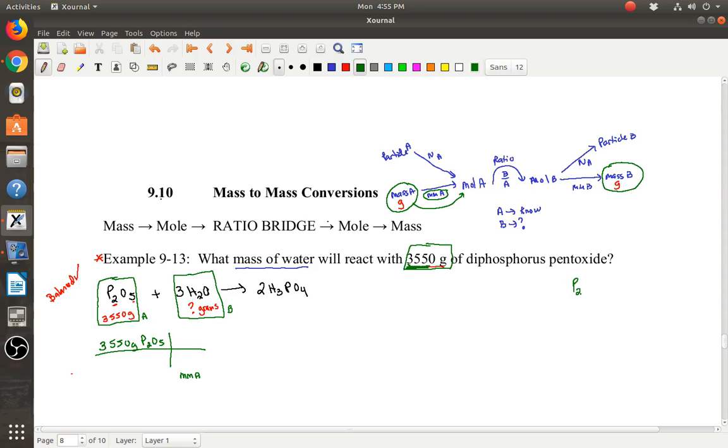So diphosphorus pentoxide, I need to know what is the molar mass. So I list the atoms, and there are 2 phosphoruses and 5 oxygens. And phosphorus is 30.97. I get that off the periodic chart, to 2 decimal places. Oxygen is 16 off the periodic chart, rounded to 2 decimal places. And then I need to multiply it through and add it together. So I'm going to pause the video, multiply it through, and put it on there for you.